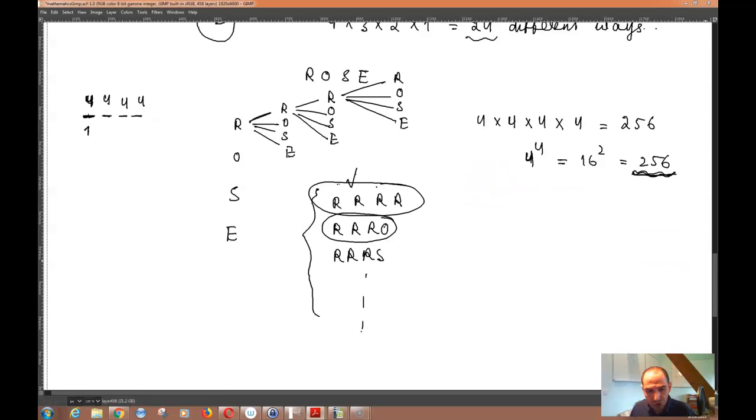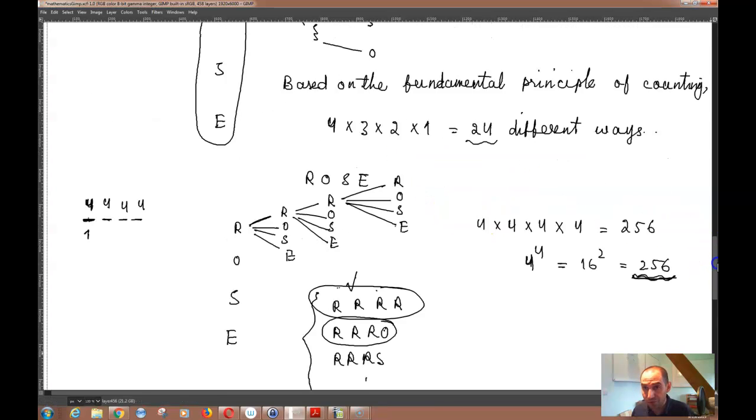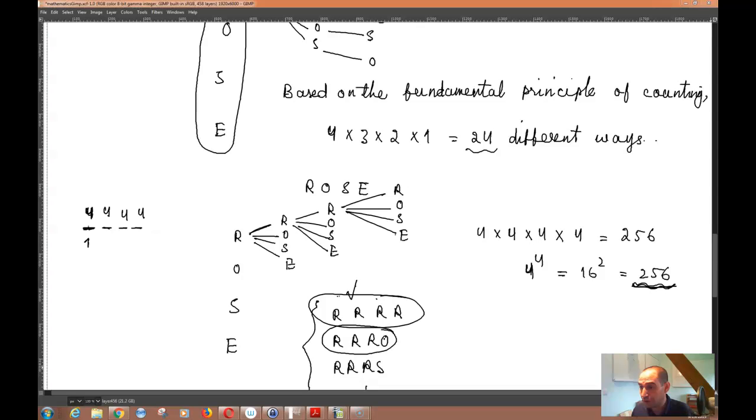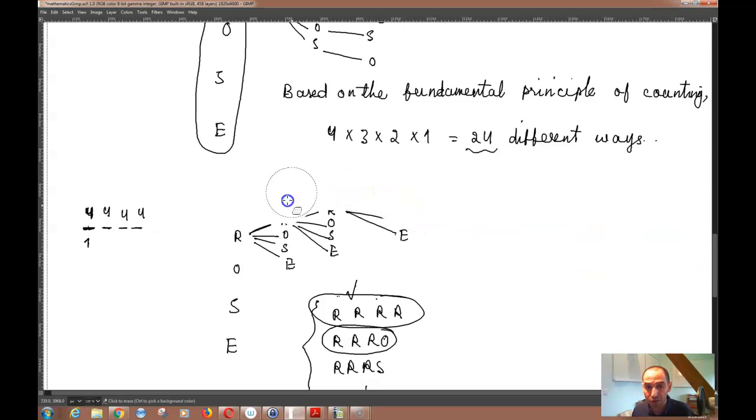So as the solution here, there are as many words as there are ways of filling in 4 vacant places by 4 letters to solve this problem, not this one. We are not concerned about this one right now.